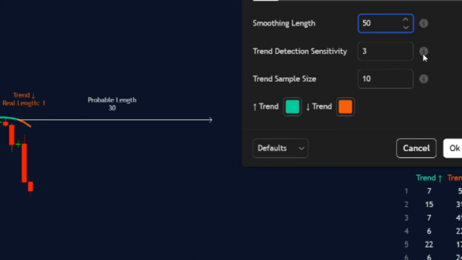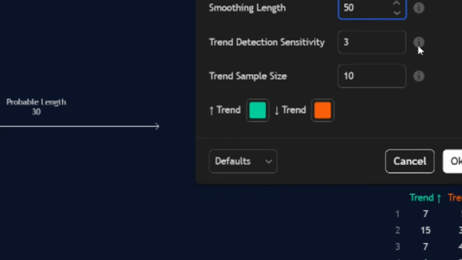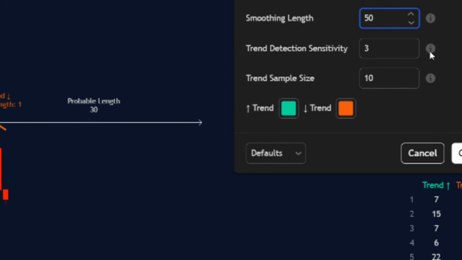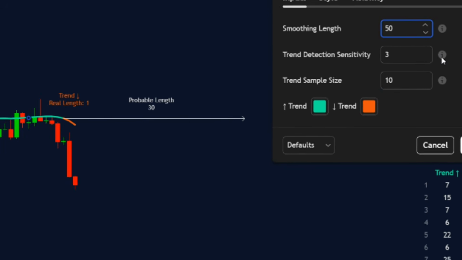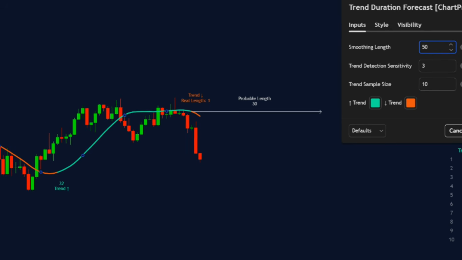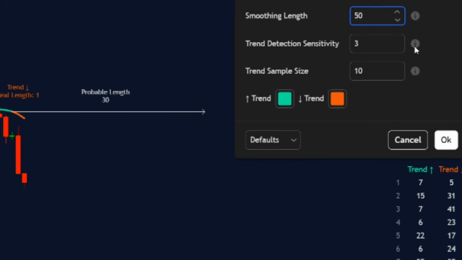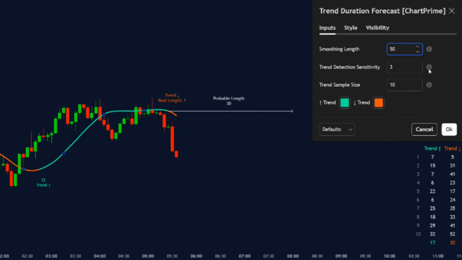Finally, look at trend sample size. This tells the script how many past trends to use when calculating that average forecast. We are setting this to 10. 10 gives us a stable average without overfitting to just 1 or 2 outlier events. You can also set the colors for uptrend and downtrend. I am keeping green for up and orange for down, so the read is instant and clear for everyone watching.